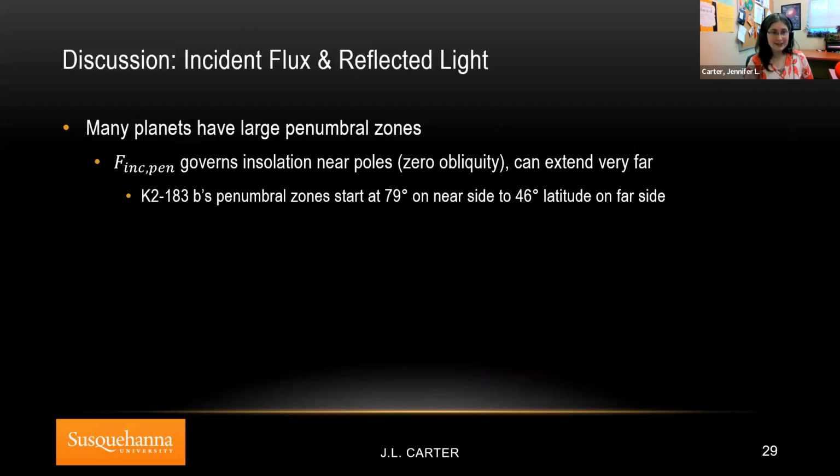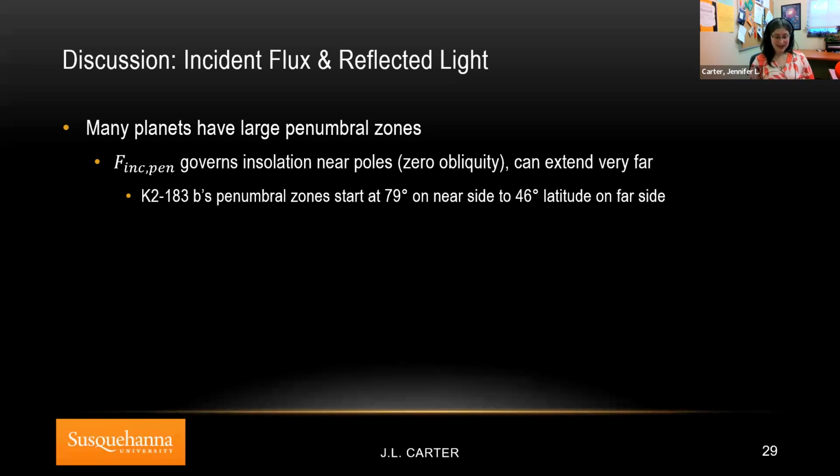In addition, let's return to reflected light and wrap up here. Many planets do have large penumbral zones. We saw this for K2183b in particular. If we look at latitude, the penumbral zone starts on the near side of the exoplanet at 79 degrees latitude and ends something like 46 degrees latitude on the far side.